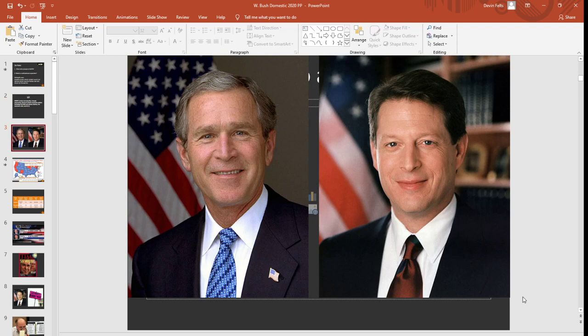These are our two candidates for the 2000 election. On the left is George W. Bush, and on the right is a man by the name of Al Gore. Both of them ran for president. George Bush was the Republican, and Al Gore was the Democrat.